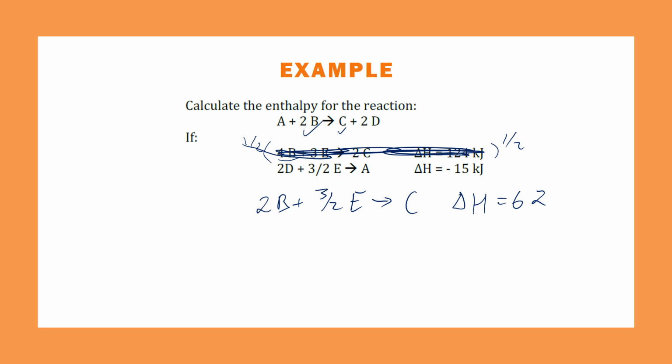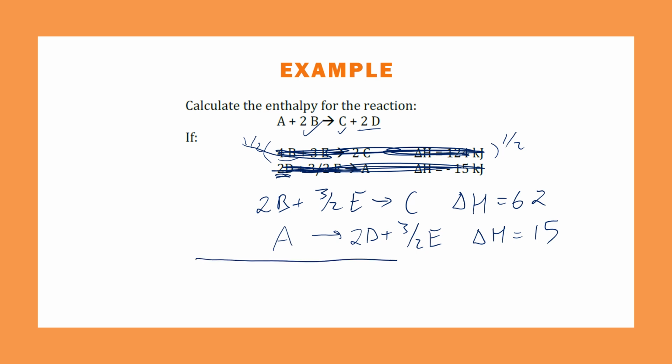We have 2D. Oh, but it's on the wrong side. The correct number, but the wrong side. So I can flip that equation around. Let's make the products the reactants and the reactants the products. And when I flip it, the delta H changes signs. Now it's positive 15. Once I've done something to a reaction, I want to cross it out. And then the last thing you want to do is add everything up.